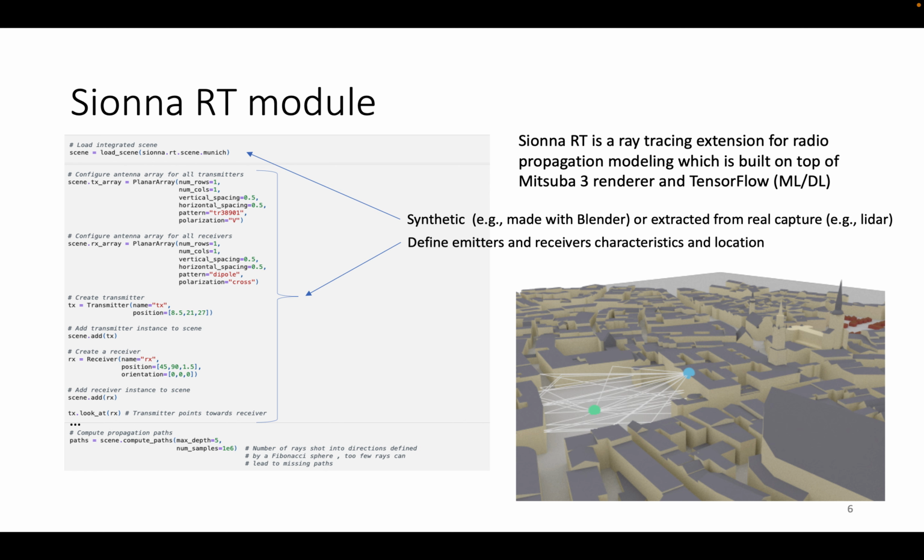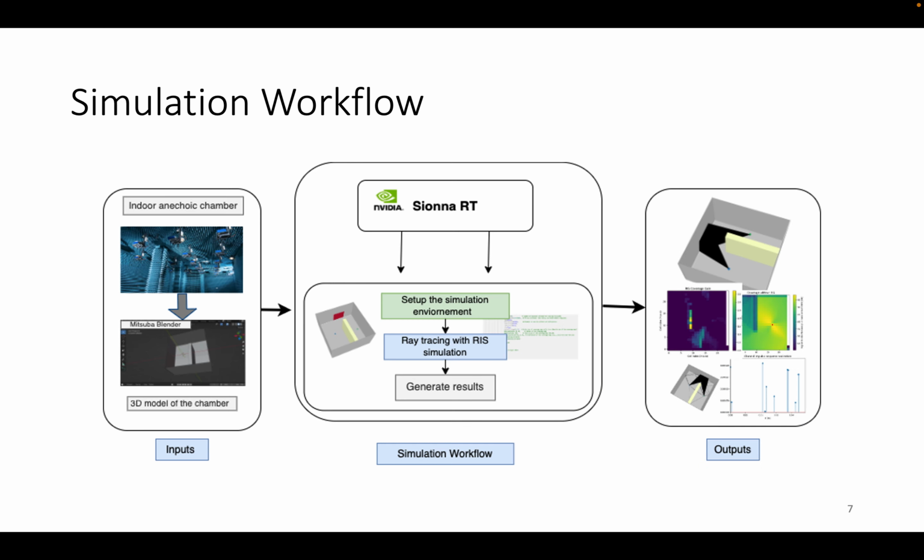Once the scenario is ready, we specify the characteristics of the transmitters and receivers, including their location, orientation, and antenna parameters. After that, we run the ray tracing computation, which calculates all possible propagation paths within the environment and estimates the received signal strength at different points.